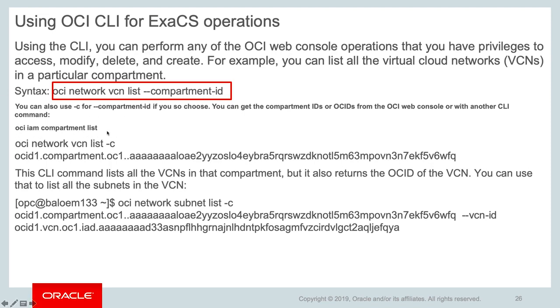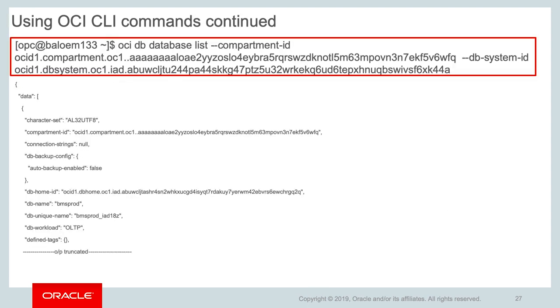So OCI IAM compartment list, it lists the compartments. Then with the next command, I am able to list all the subnets within my VCN. So OCI network subnet list -c, and then I'm providing again the compartment ID and the VCN ID here, which I have already received from my previous command. So you can build these commands if you know what can be done. There are several activities you can perform.